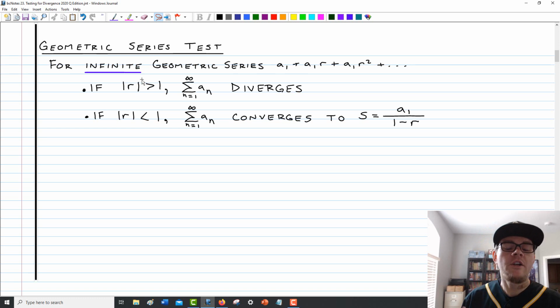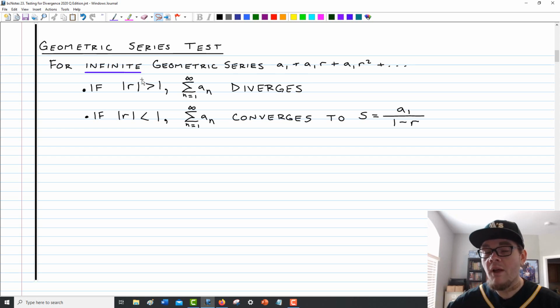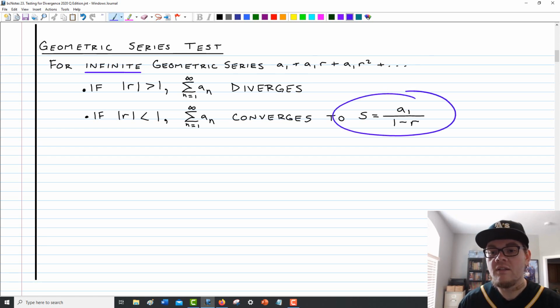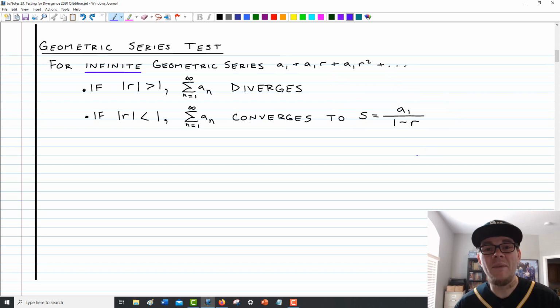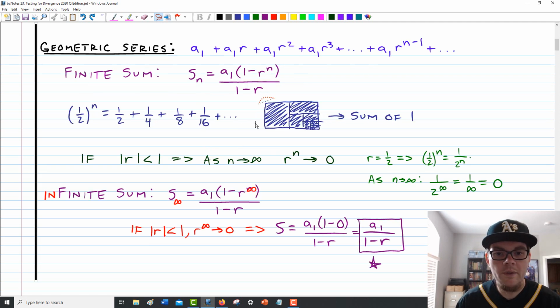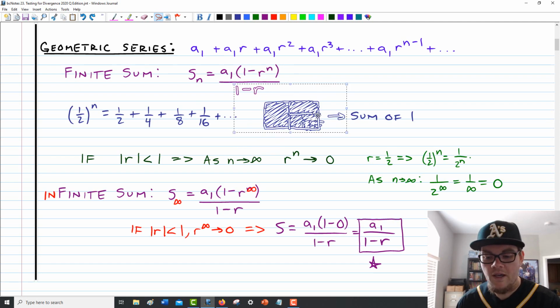On the flip side, if the magnitude of the ratio is smaller than 1, meaning that when you multiply it by itself, its magnitude keeps getting smaller and smaller, then the series converges. And, super cool, the sum is actually this guy. So we can actually figure out what that sum is every single time. Now, before we do some problems to work through here, it's important to note a couple things.